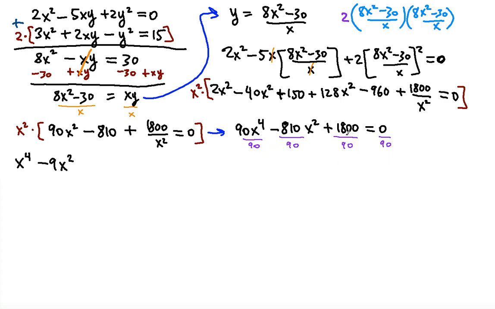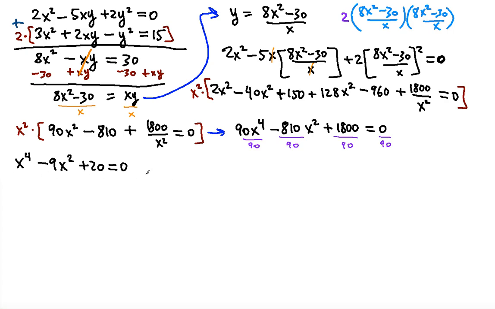And then this one, 1800 divided by 90 is the same thing as 180 divided by 9. 180 divided by 9 is 20, right? So plus 20. As you can see, this looks much better, right? 0 divided by 9 is still 0. This looks very simple now.